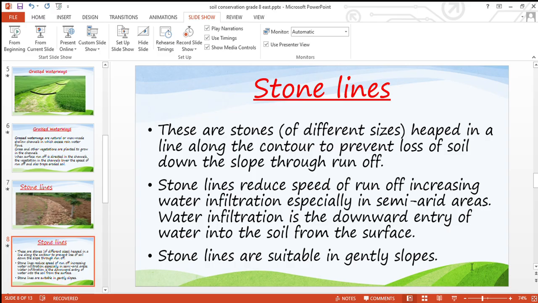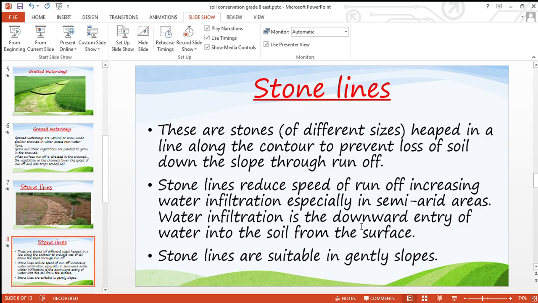Are we together? Yes. Now stone lines reduce the speed of runoff, increasing water infiltration, especially in semi-arid areas. So when we have those stone lines, they reduce the speed of surface runoff and increase water infiltration, especially in semi-arid areas.